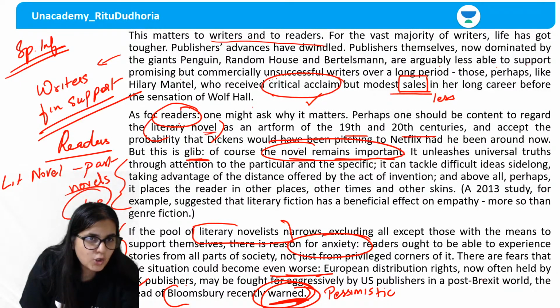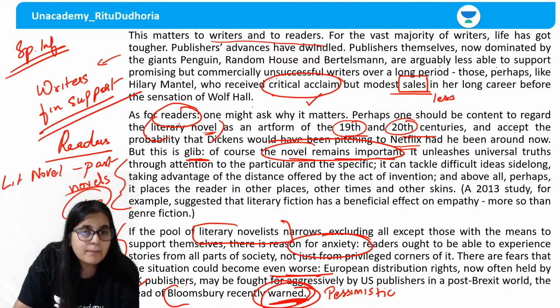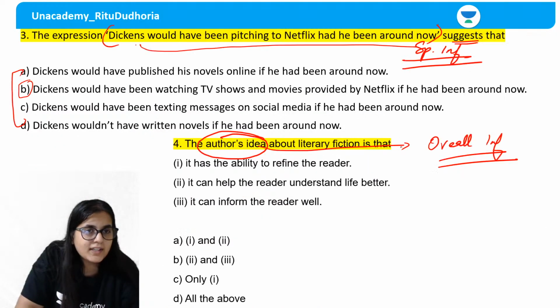Regard the literary novel as an art form of the 19th and the 20th centuries. And accept the probability that Dickens would have been pitching to Netflix now. So Dickens is a writer. He would no longer publish novels. He would now be pitching to Netflix कि मेरी story का कोई movie बना दो या मेरी story पे कोई series बना दो. Right, now look at this.